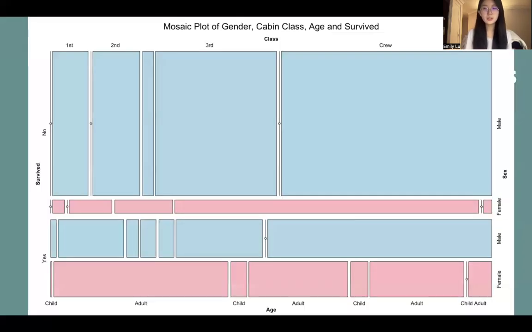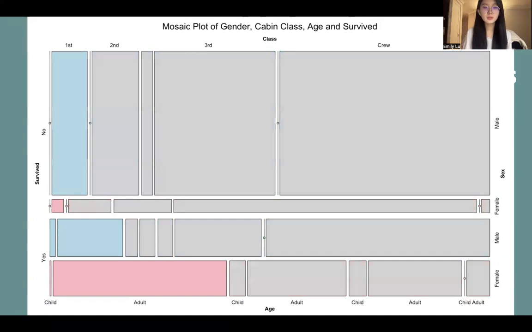So here is the mosaic plot I made on the Titanic dataset using the four variables I previously mentioned, which is quite overwhelming to look at because there are a lot of elements included in this plot. So what I did is that I'm going to be focusing on only one level at first, which is the first cabin class level because it is plotted on the x-axis.